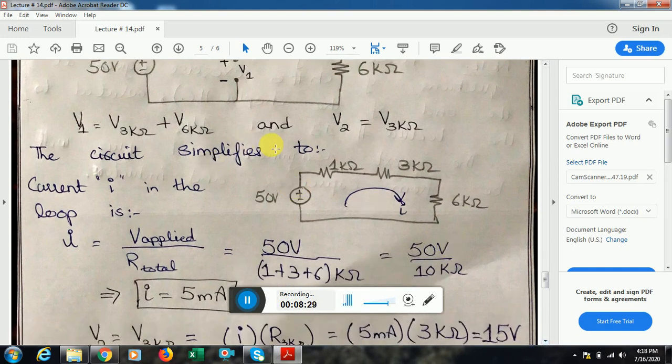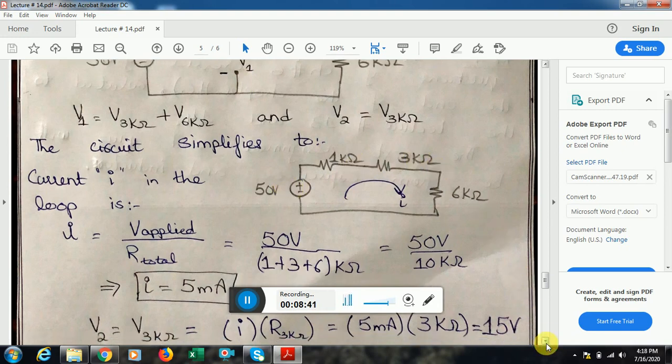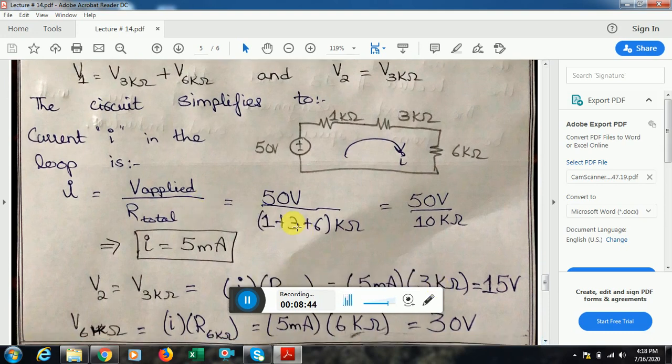So the above circuit can be simplified to a single loop circuit. It is a single loop in which the applied voltage is 50 volt, and I have three resistances in series. So I can find the current in this loop, which is V applied by R total. The three resistances sum up to 10 kilo ohm. The applied voltage is 50 volt. So I get to know that the current flowing through this series circuit is 5 milliampere.